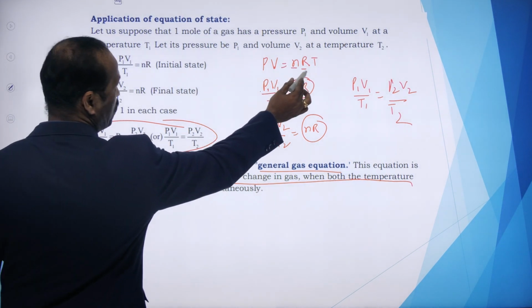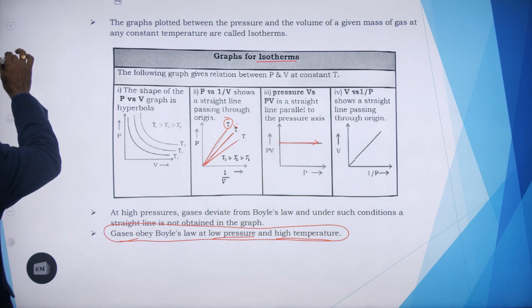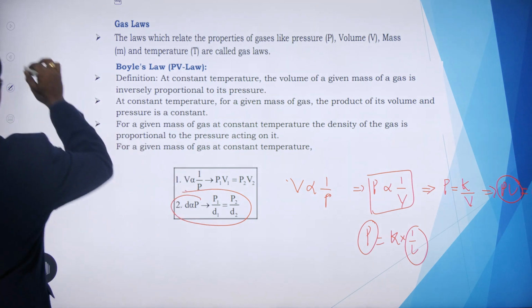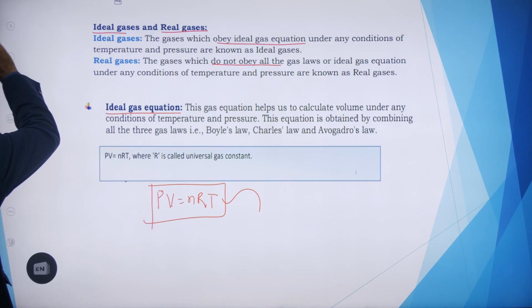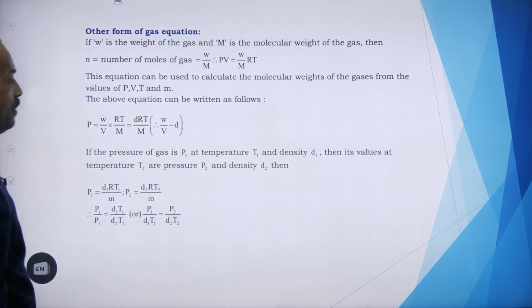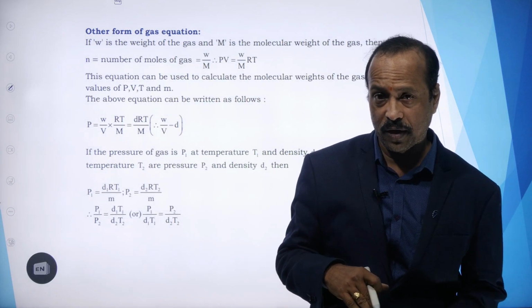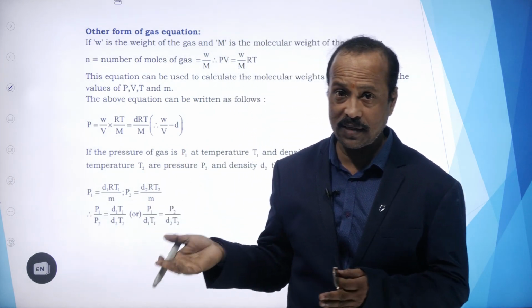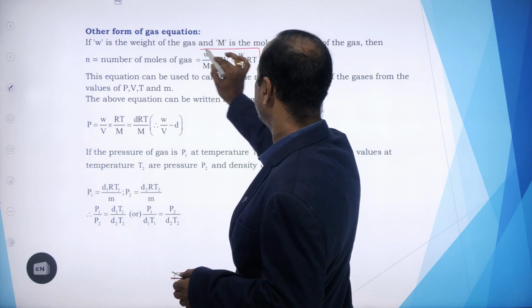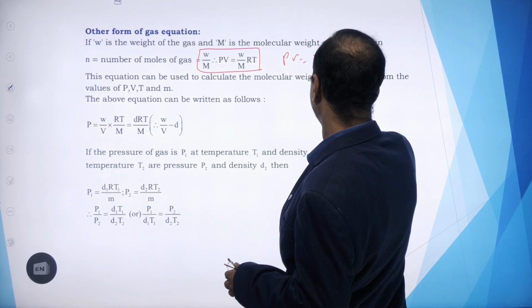So here it is PV is equal to nRT. In the first slide I told you that the pressure can be expressed in terms of density. So here also we have PV is equal to nRT, the same equation, and it can be expressed in different forms. You know that density is equal to mass by volume, right? So by using the mass, volume and number of moles, we can write PV is equal to nRT.